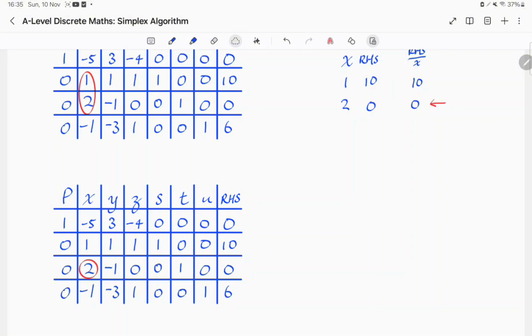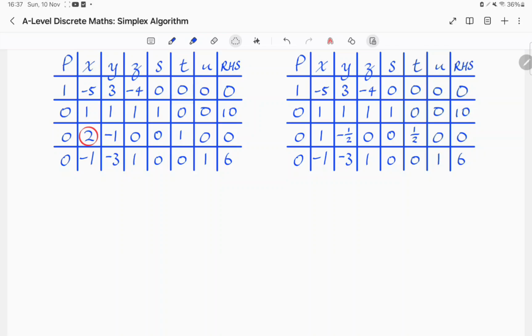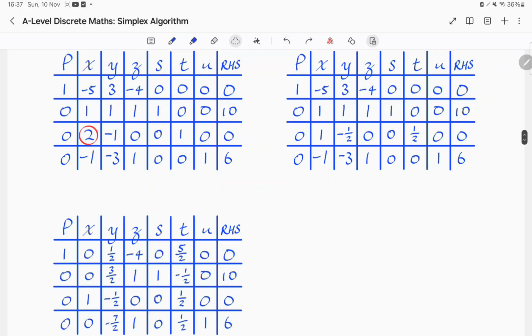Now we need to divide every number in the pivot row by the pivot itself, which is 2. This should give us a pivot row of 0, 1, negative 1/2, 0, 0, 1/2, 0, and 0. We now need to add or subtract a multiple of the pivot from all of the other original rows. This will ensure that we eliminate all other occurrences of the variable x. Doing this should give our new simplex table over here. We can now choose our next pivot.